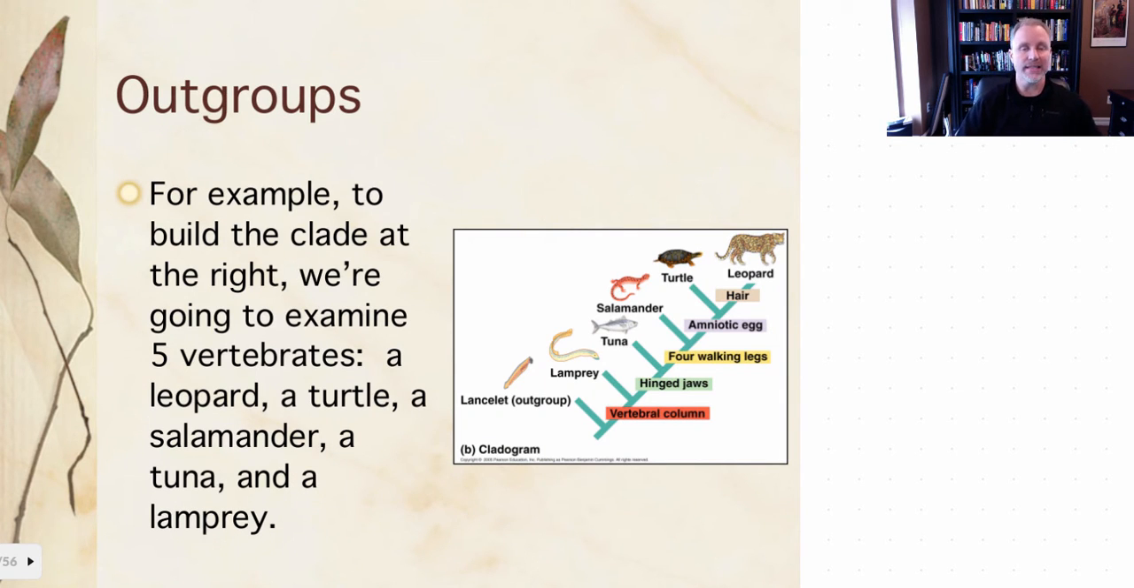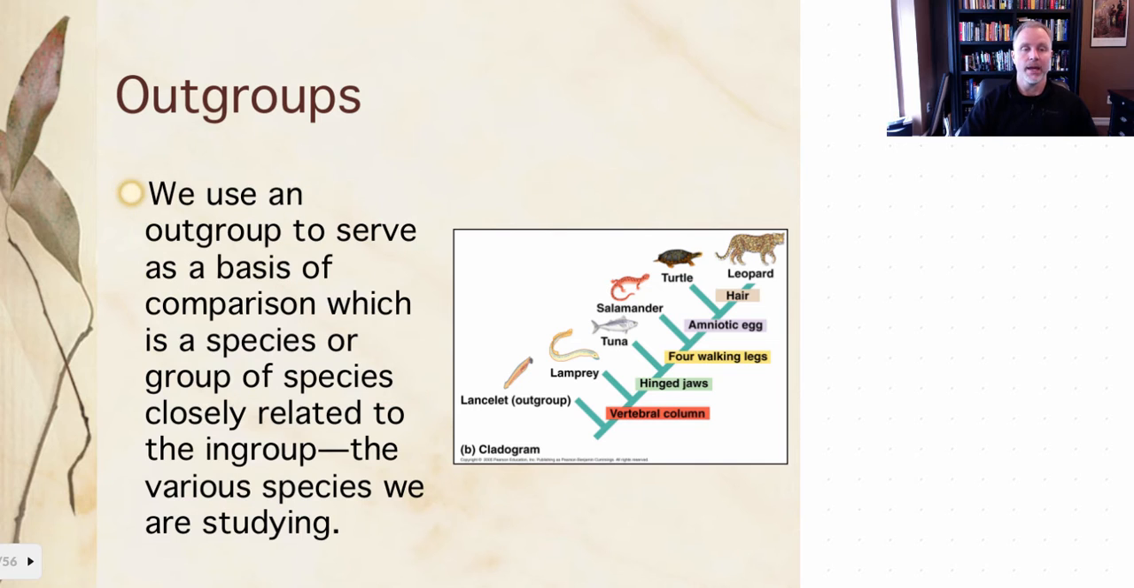If we look at our example here, we've got a lancet, a lamprey, a tuna fish, a salamander, a turtle, and a leopard. There are a lot of differences between them, but just for the purposes of building the clade, we're going to discuss these types of things. The outgroup is the basis of comparison so that we can look at our species and say, all of the species we're looking at here have something in common with each other that the outgroup does not have in common.